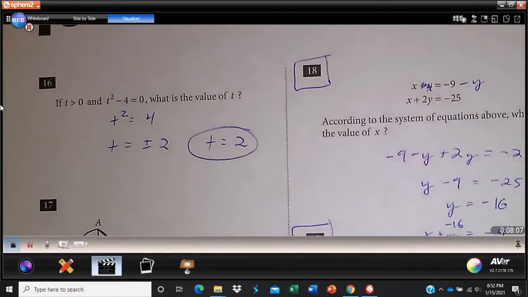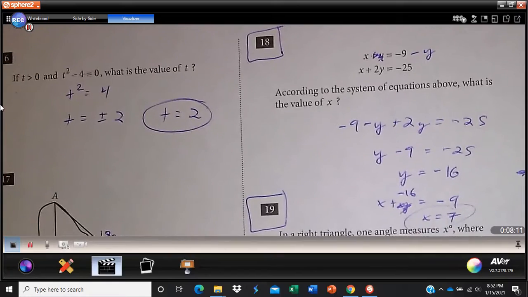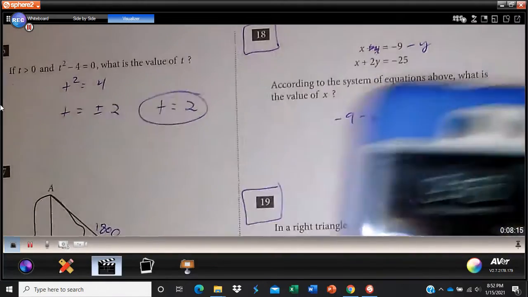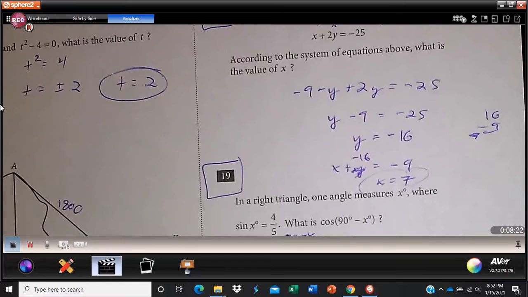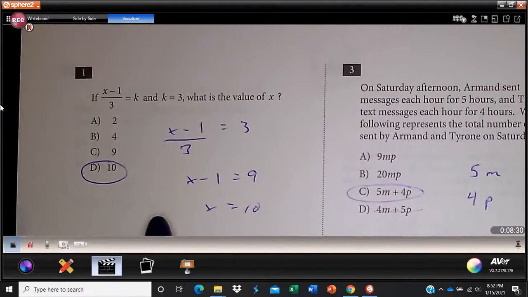Get 15, and then 18 I have an answer for, so it looks like I have an answer for everything right now, and I have about 7 minutes left. Okay. So now I'm going to be able to do a quick run through. I'm not going to spend that much time on the first questions.